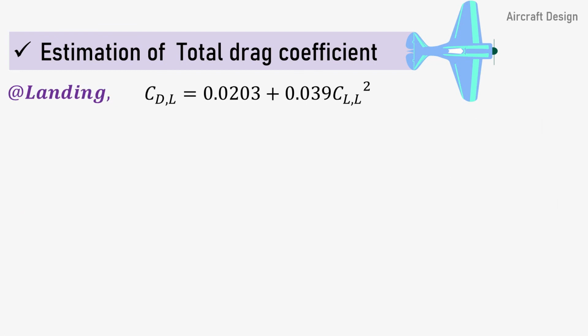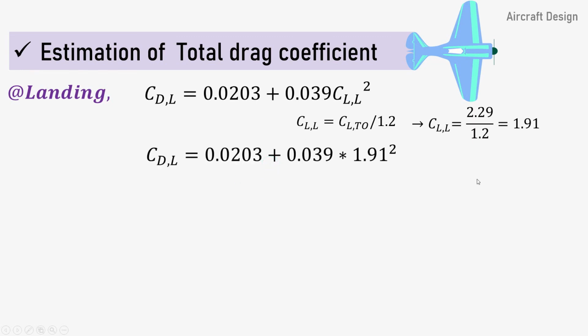Now coming to the landing, the same method, but in the case of landing, this is the formula. We need to find the C_L during landing. C_L during landing can be found using the lift coefficient during takeoff divided by 1.2. After resolving, we get 1.91. So from here we know this C_L. Substituting here, we get C_D of about 0.1626 as the total drag coefficient for the landing condition.